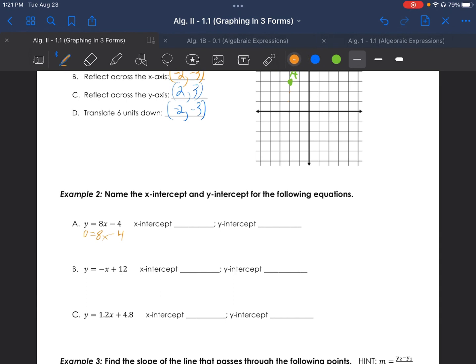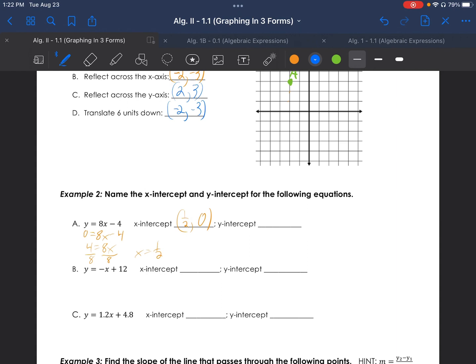So from there, I'm going to add 4 to get 4 equals 8x. So I added 4 to both sides of the equation. And then if I divide both sides by 8, I get x equals 1/2. So that tells me the x-intercept is at 1/2. But it has to be a point, so what's the y value? Well, it's the 0 we were talking about, because we said the y value has to be 0 when it crosses the x-axis.